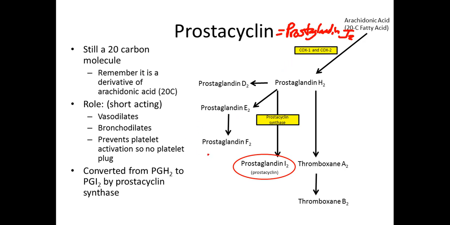What it does in the body is it's going to vasodilate, bronchodilate, and it's going to prevent platelet activation, so no platelet plug. So let's think. What we just talked about were the leukotrienes. Leukotrienes, what I told you they did was they bronchoconstricted. They vasoconstricted. So this prostaglandin I2 acts in a different fashion. Instead of being bad for asthmatics, it may have some protective function in asthmatics because it'll bronchodilate. So what we're going to be doing is converting prostaglandin H2 into our prostacyclin.